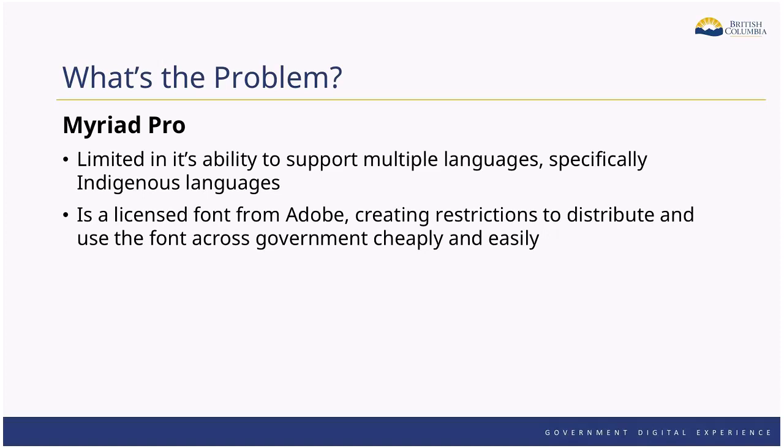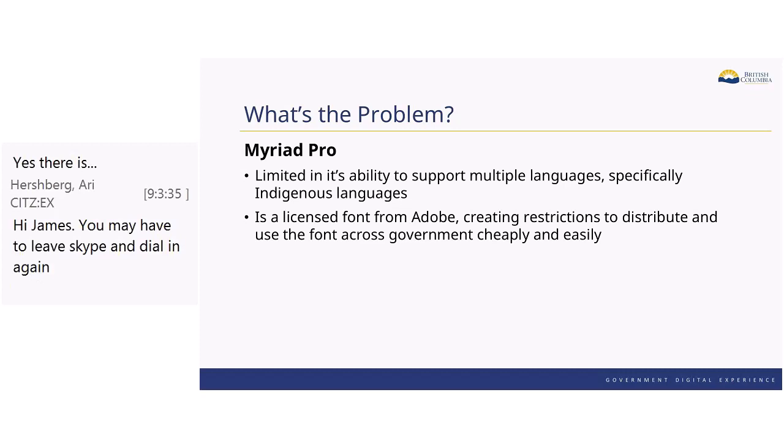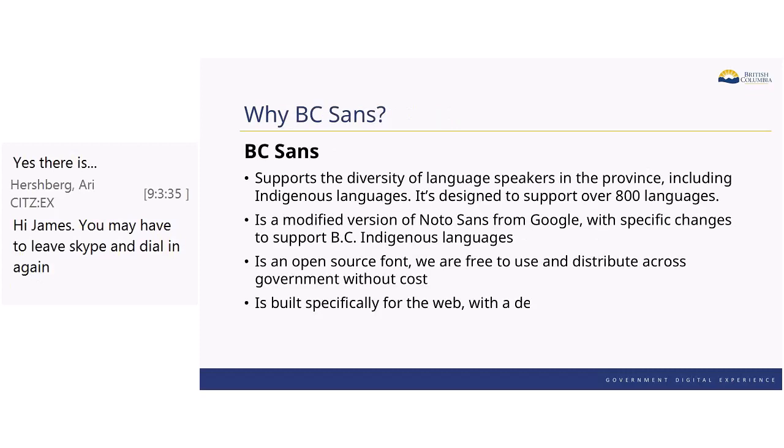Myriad Pro is also a licensed font from Adobe, and so that starts to create some restrictions on how easily we're able to distribute the font across government to different teams cheaply and easily. We were finding that with a lot of open source projects happening in government and needing to share resources with external contractors, we needed a font that could be easily distributed to lots of different people. And so that has led us to what we now call BC Sans.